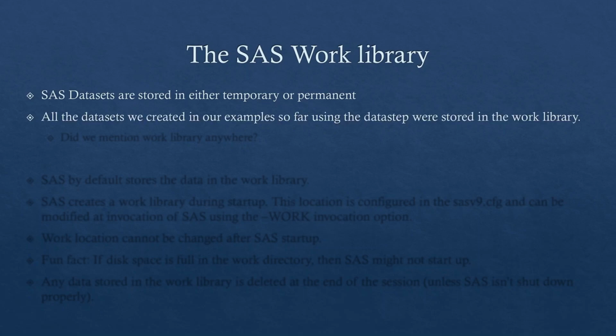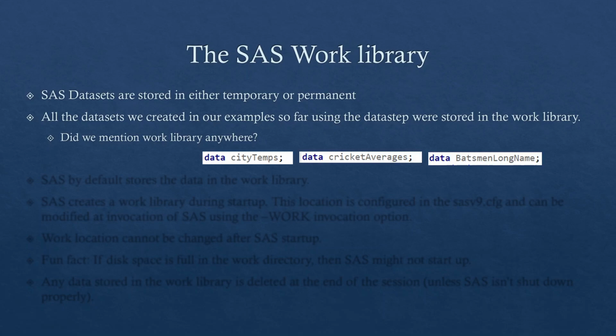The datasets we created in the previous examples were all stored in the work library. How did that happen? After all, we did not specify the work library anywhere when we created the datasets. For example, we did data followed by the dataset name city temps, data followed by cricket average, the dataset name cricket averages, and the third dataset was batsman long name. This is because SAS stores data in the work library when you don't explicitly state where you want to save the dataset.